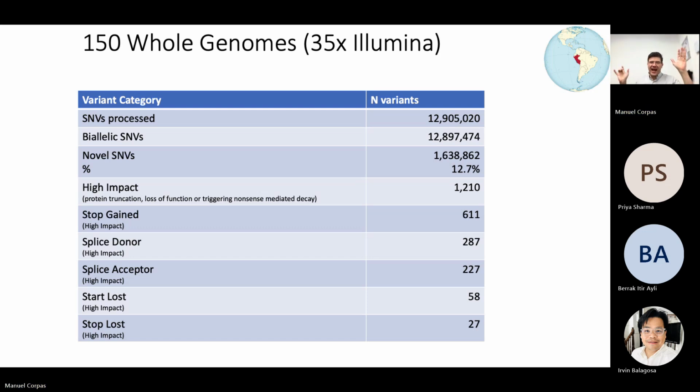Now, out of those 13 million, 12%, 1.6 million, had never been seen before, right? Which is astounding, okay? 12% had never been seen before. And around 1,200 were predicted as high impact. In other words, they would disrupt a gene and produce functional deleterious consequences.